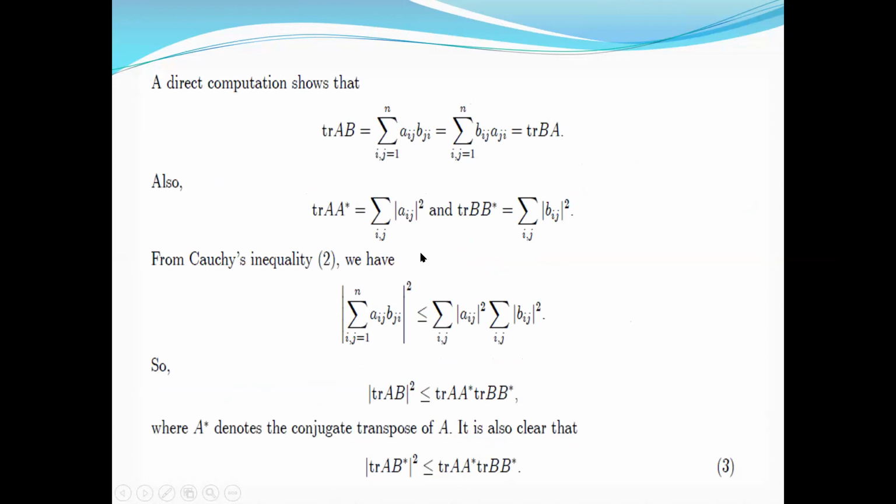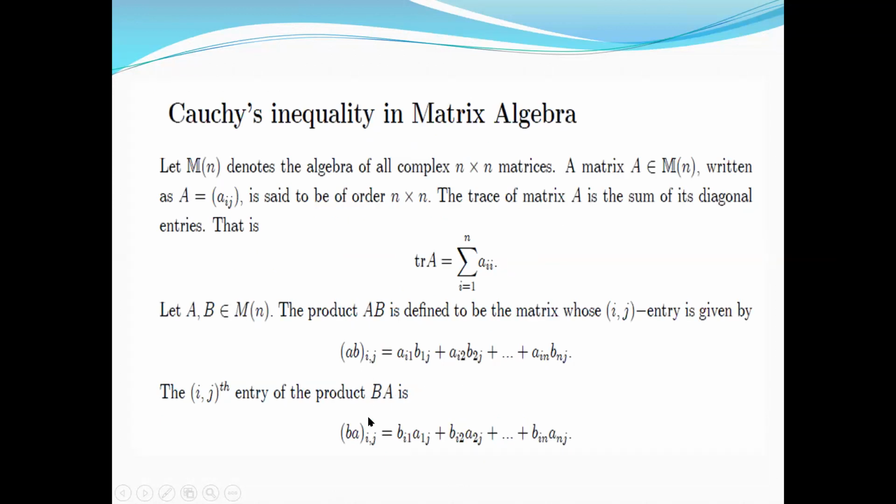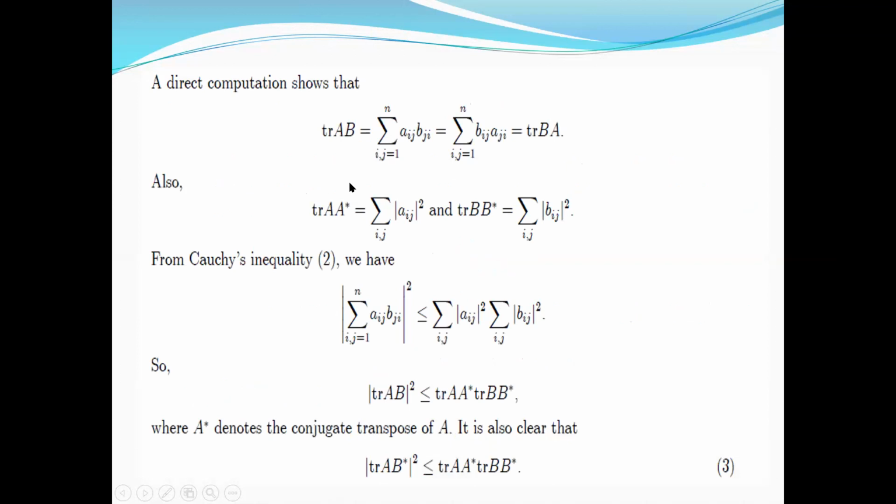Now, from this, we can calculate trace of AB and trace of BA. Just putting j equal to i and taking the sum from i = 1 to n, trace AB comes out to be the sum over i, j from 1 to n of aij bji. And this also equals the sum over i, j from 1 to n of bij aji, which is trace BA. So this also gives the proof that trace AB is the same as trace BA.